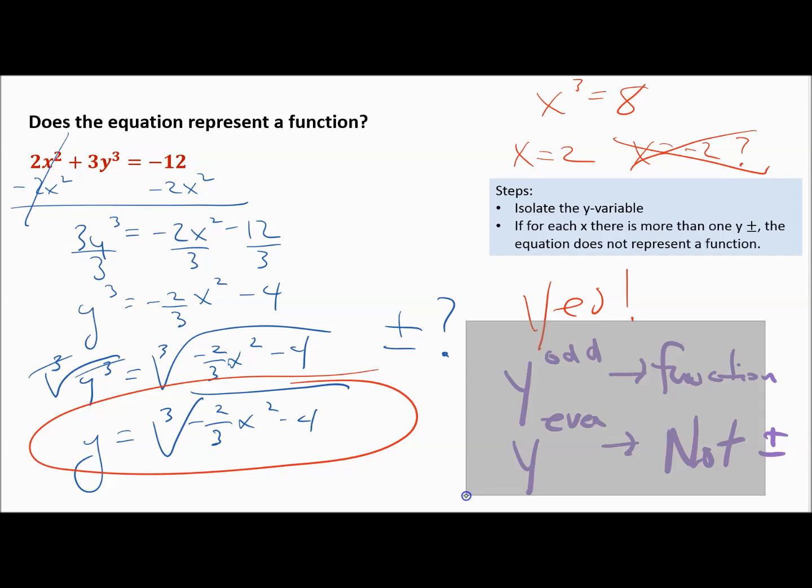If you'll come back for the next video, we'll talk about how to find out if a graph represents a function, and then more details from this section on functions.